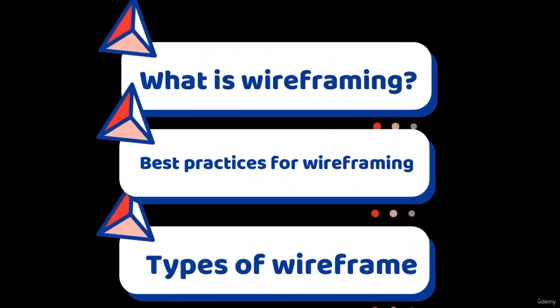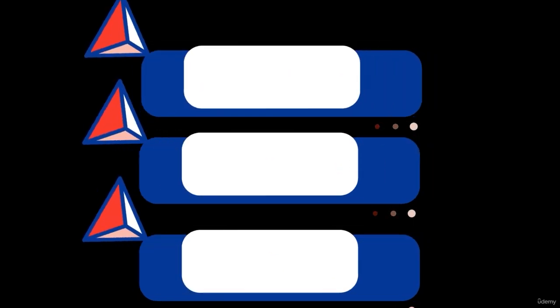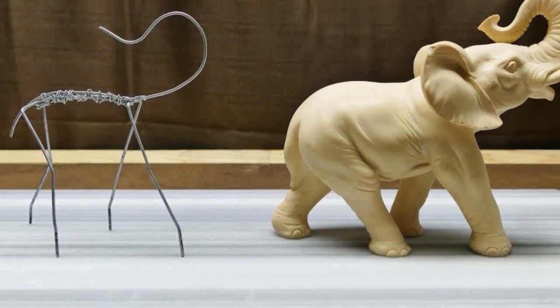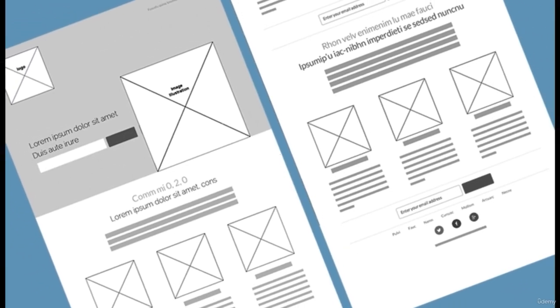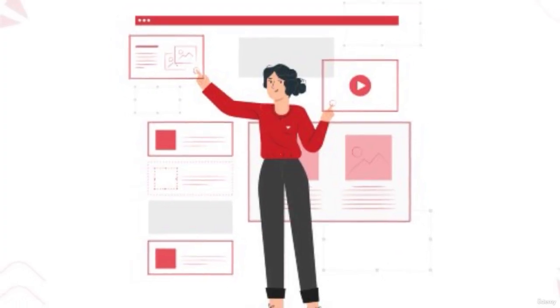In this video we are going to learn about what is wireframe, types of wireframe and the best practice for wireframing. So a wireframe of a website is the simplified visualization of the basic structure, or perhaps we may call it the skeleton of a website or app. Wireframes of a website give a clear picture regarding the usability.